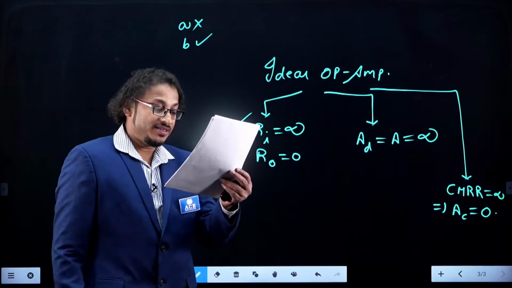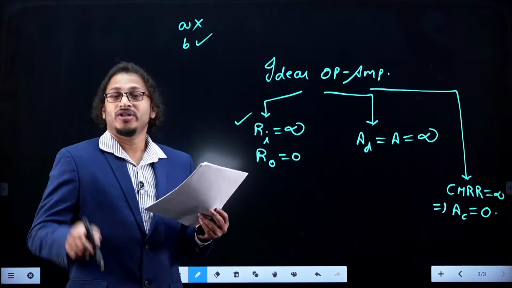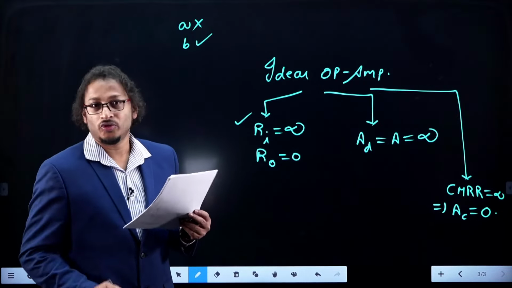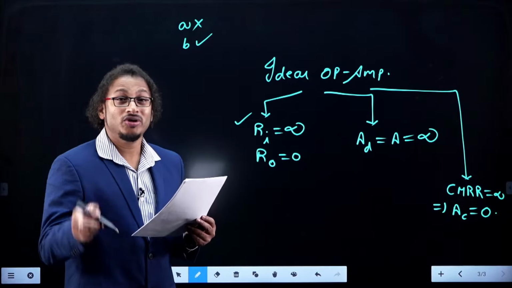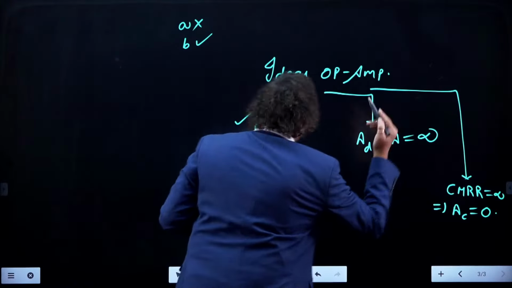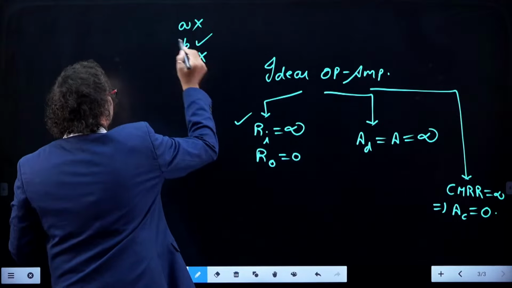And option C, infinite open loop common mode gain. No, the common mode rejection ratio must be infinite, not the common mode gain. So, common mode gain must be 0, therefore, option C is wrong.